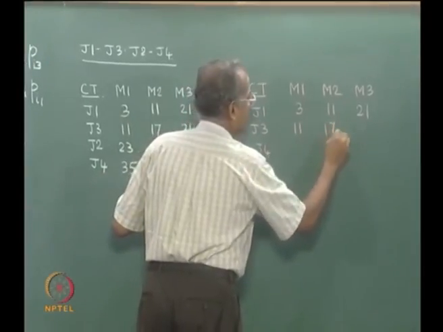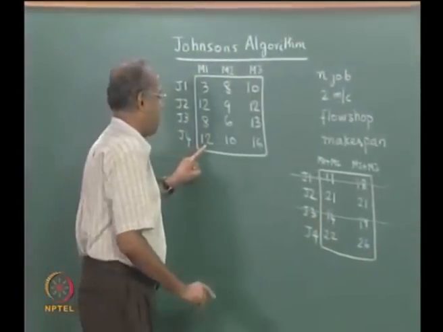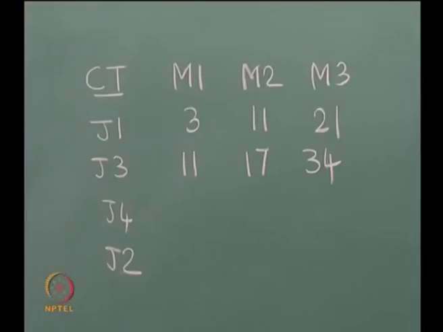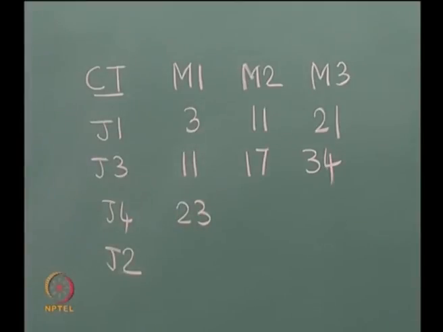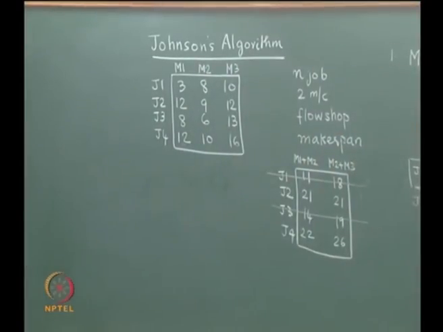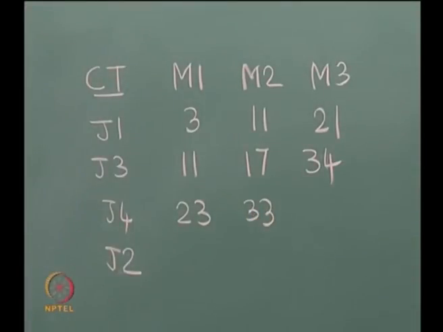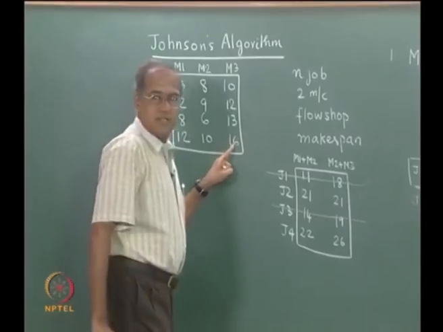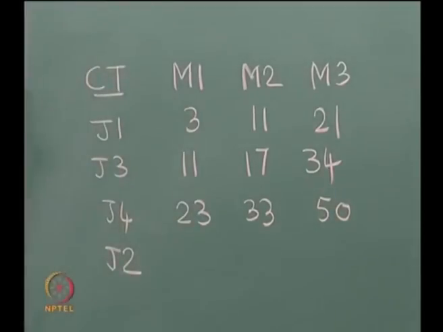11, 17, 34. So J4 enters at time equal to 11 on M1 and finishes at 23. Now at 23 M2 is available, so it takes another 10 units, so finishes at 33, and has to wait till 34 because M3 is available only at 34. So it visits M3 at 34, requires another 16 units. So 34 plus 16 is 50, comes out at 50.